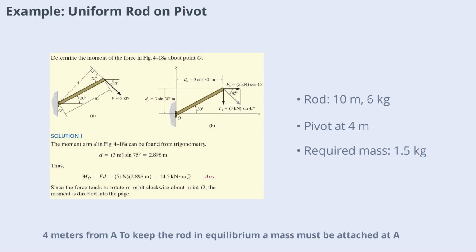Imagine a uniform rod OB, 10 meters long and weighing 6 kg, pivoted at point C, 4 meters from A. To keep the rod in equilibrium, a mass must be attached at A. By taking moments about C, we find that the required mass is 1.5 kg. This type of problem is common in engineering, where balancing forces and moments ensures stability and safety in structures.